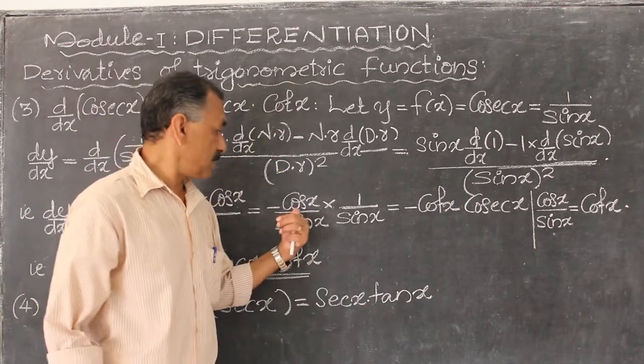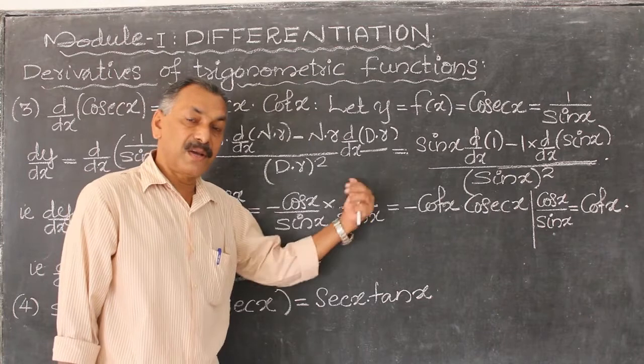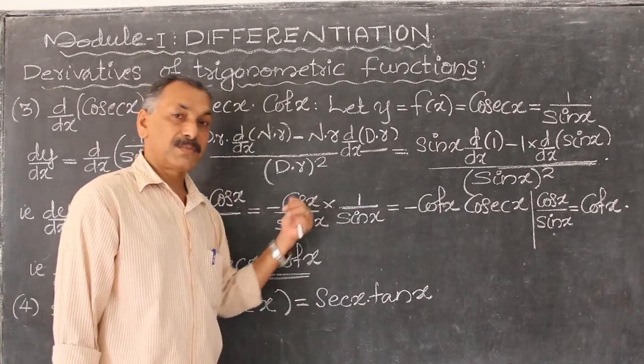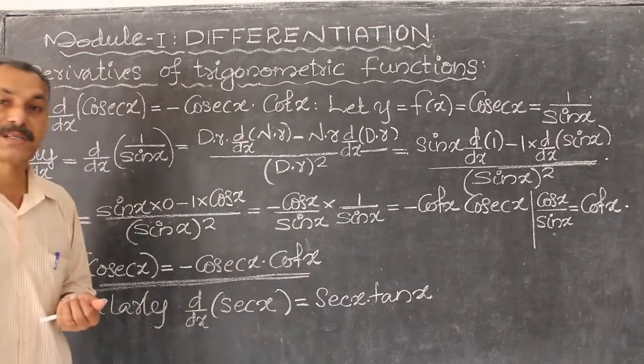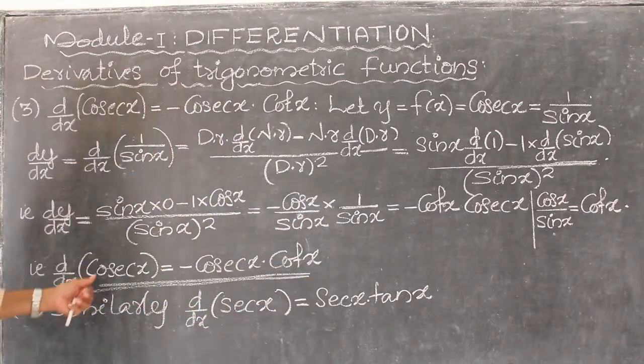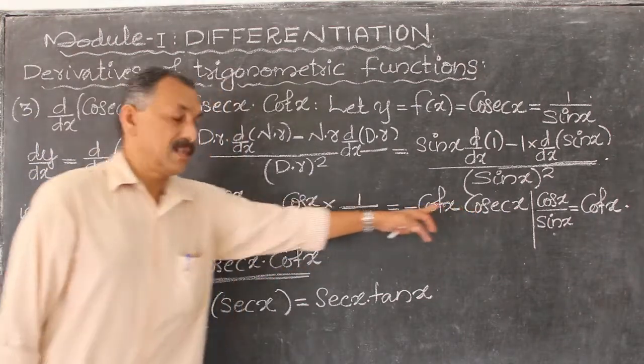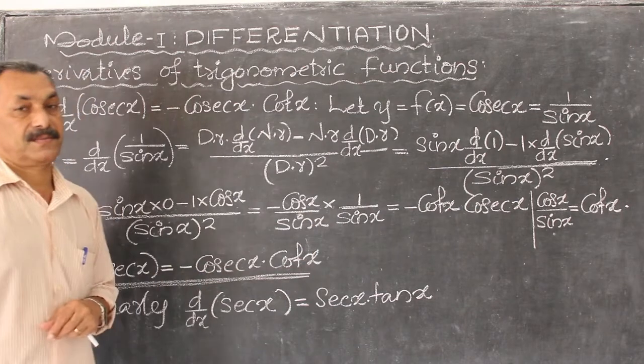Okay? This is cot x. What about this value? 1 by sin x is equal to cosecant x. Cos x by sin x is equal to cot x. So the derivative of cosecant x is equal to minus cosecant x into cot x. Okay?